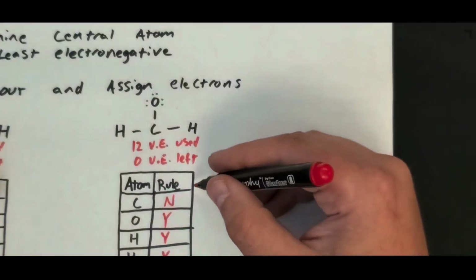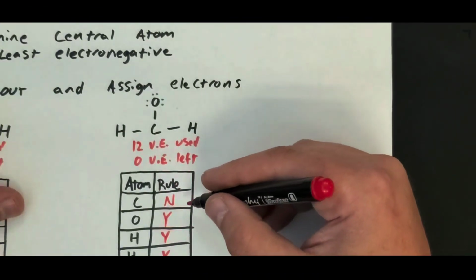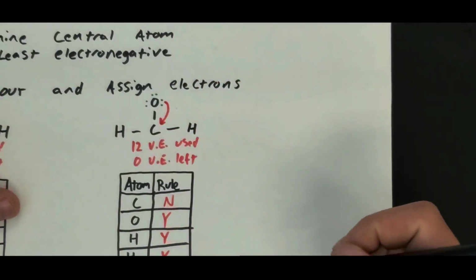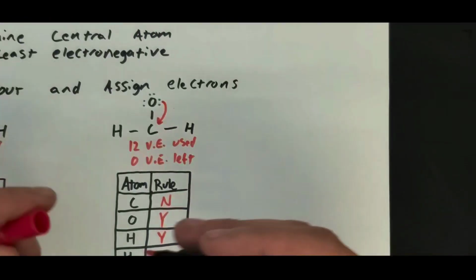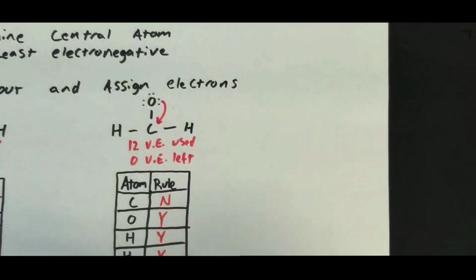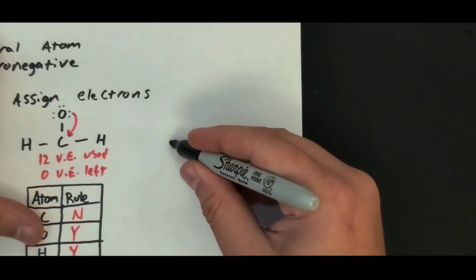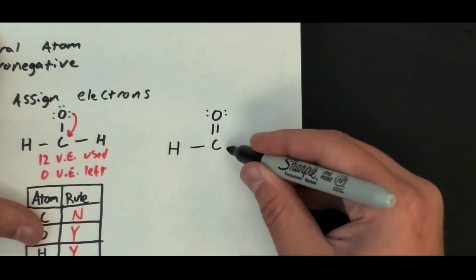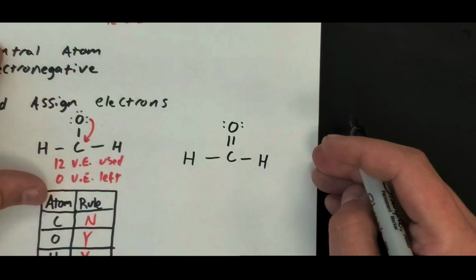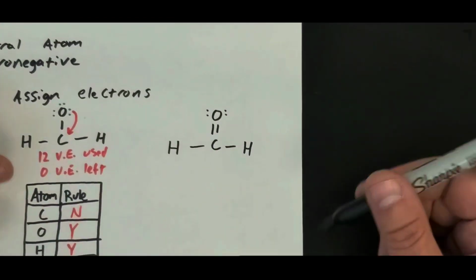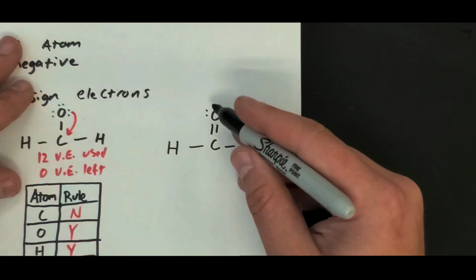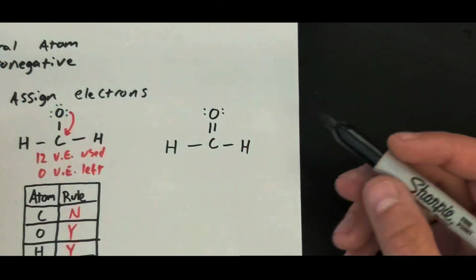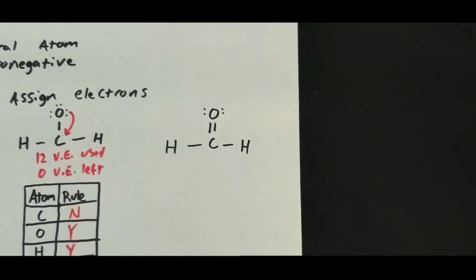Now to fix this octet rule for carbon, all we need to do is bring those electrons in to form a double bond, which will give us HC double bond O and another H connected to the carbon. So this fulfills all the octet rules of oxygen and carbon and the duet rules of hydrogen. Now we can make a model of this.